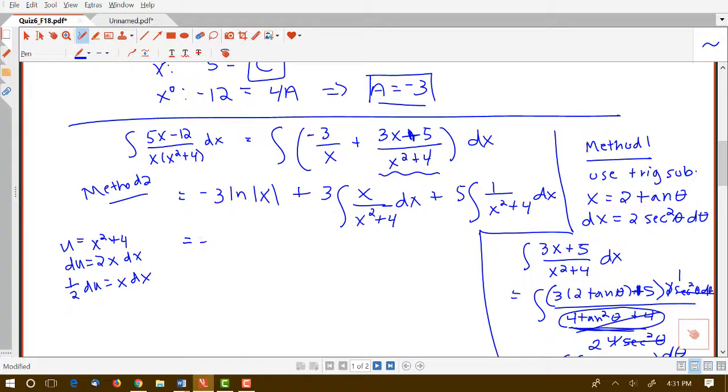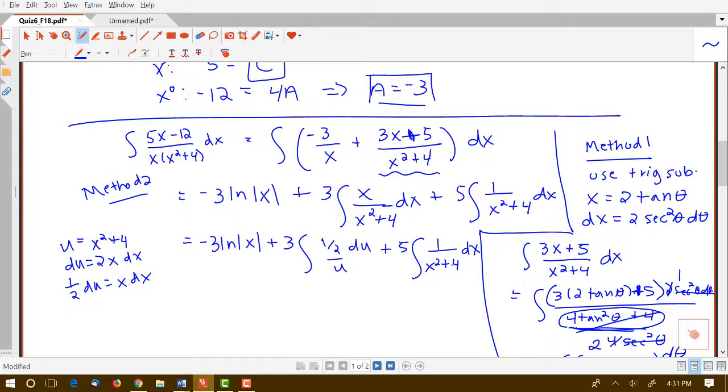So this gives me 3 log absolute value of x squared plus 4, since this is going to be 1/2 du over u. Okay. And then I have plus 5 times the integral of 1 over x squared plus 4 dx. Notice that the reason I can't use u substitution on this second integral is similar to why I can't use it on the combined integral.